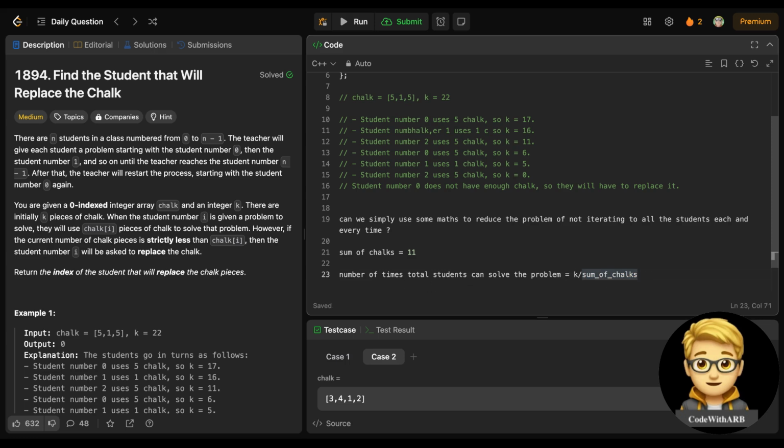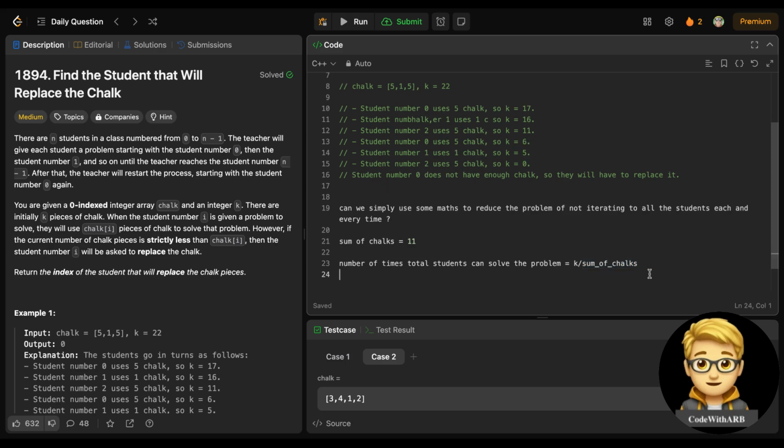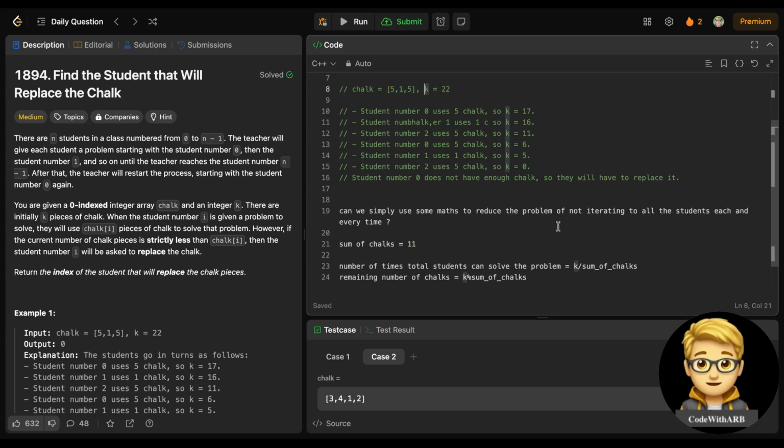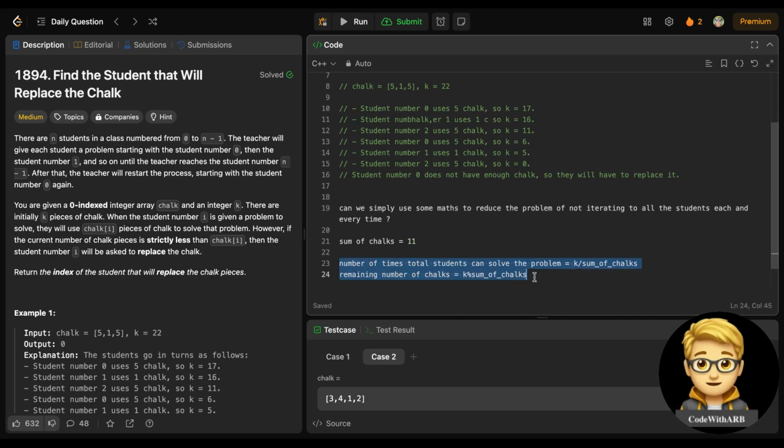And after solving all the problems, how many chalks would remain? That would be the remainder, the remaining number of chalks, and that would be k modulus sum of chalks, the sum of chalks for students. So this is the number of times total students can solve the problem.